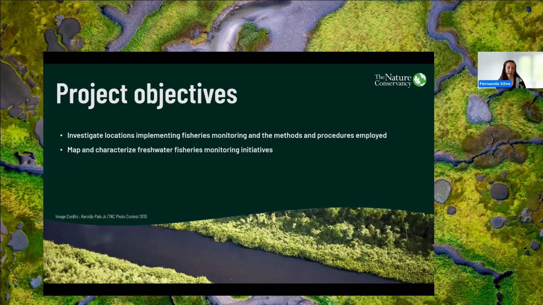So to answer this question, we defined the main objectives of this study. First, we investigate where fisheries monitoring initiatives already exist in the Amazon and document what methods and procedures each initiative uses. So we literally wanted to map where these initiatives are taking place and characterize these freshwater fisheries monitoring initiatives in detail.